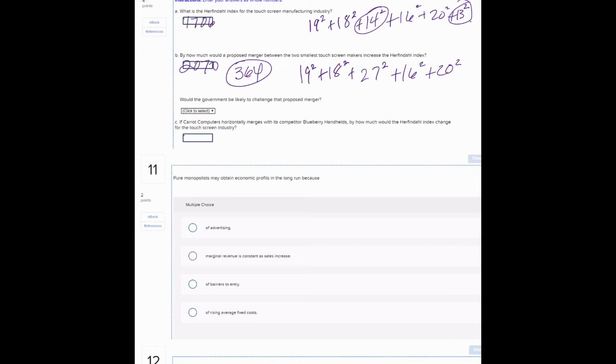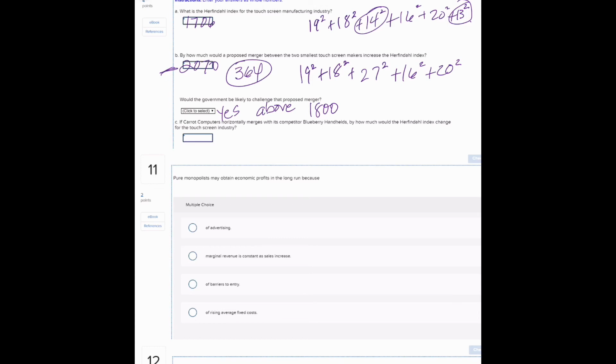Would the government be likely to challenge that proposed merger? And the answer is they probably would, because an index value above 1800 is considered a market that is too concentrated. So by taking it to the level of 2070, they would probably challenge it, because they tend to look at those mergers very carefully to see if there's too much concentration in an industry.